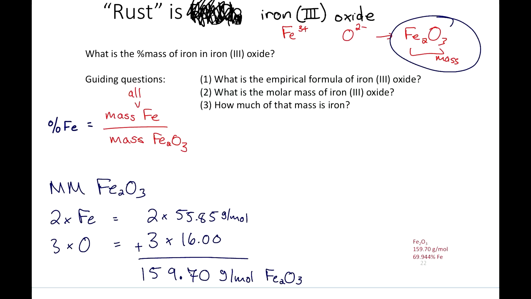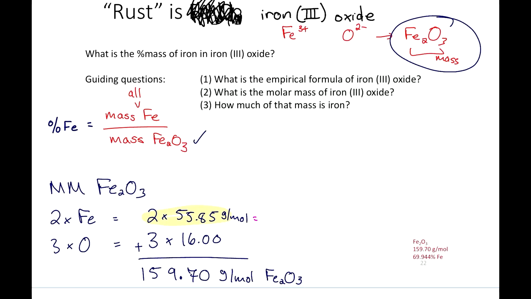So that will be our denominator in our percent iron calculation. All right, so we got that number on the bottom. Is that 159 number we just got? Now we just need the mass of all of the iron. So we already kind of have that calculation right here. We just need to figure out how much of this total mass is iron.